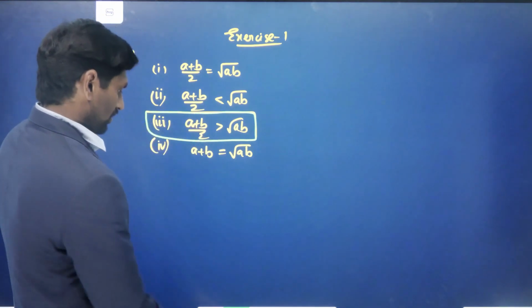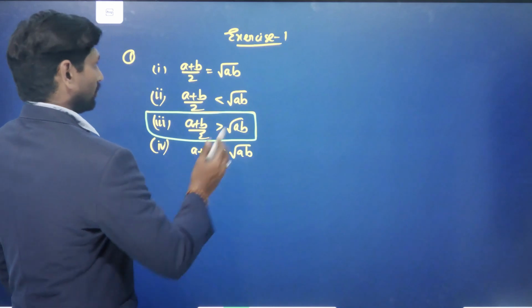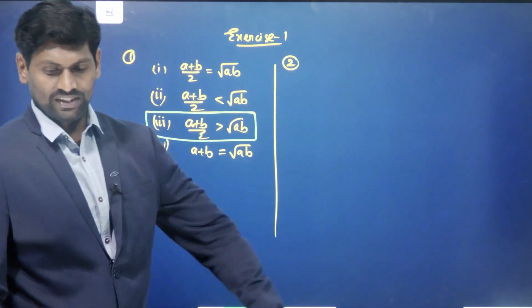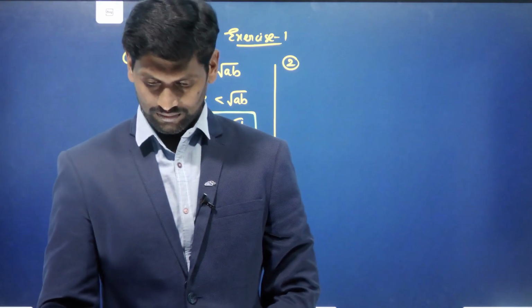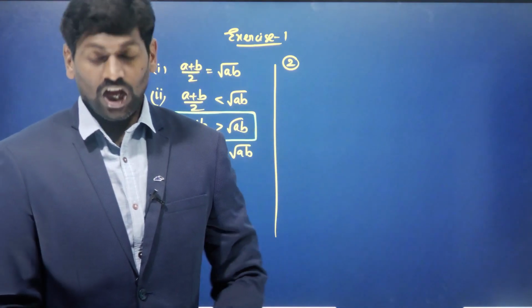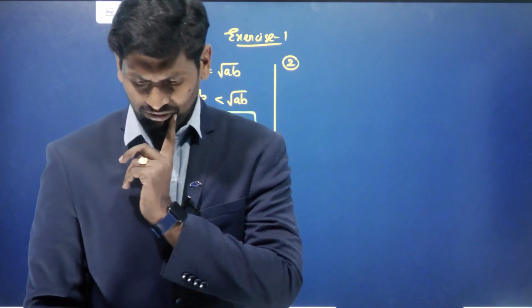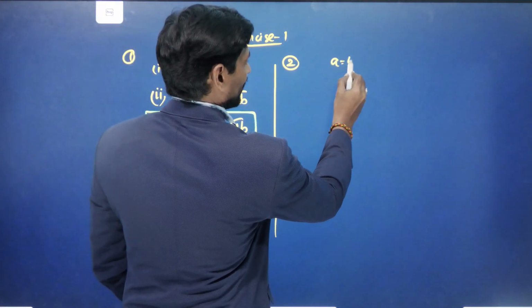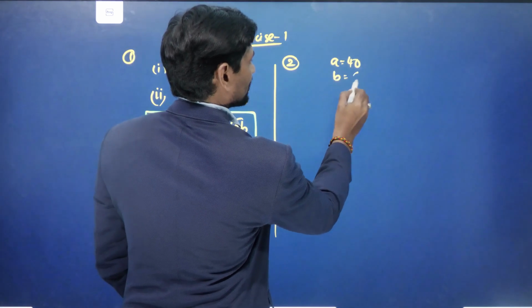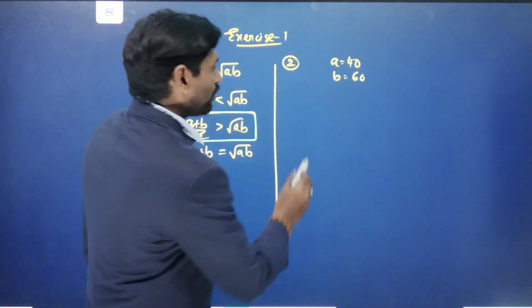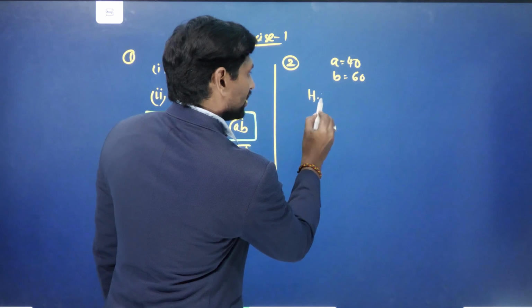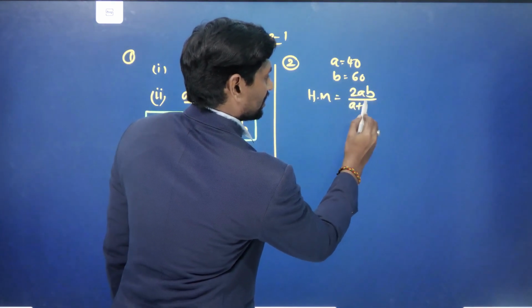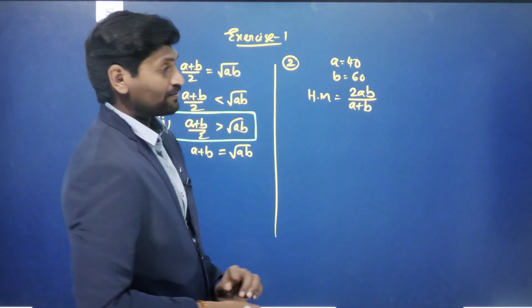Okay, now let us go to the second problem. The second problem is harmonic mean between 40 and 60. There are two numbers given. Let us take that A value is 40, B value is 60. What is the harmonic mean formula? Harmonic mean H equals to 2AB by A plus B. Am I right? 2AB by A plus B.